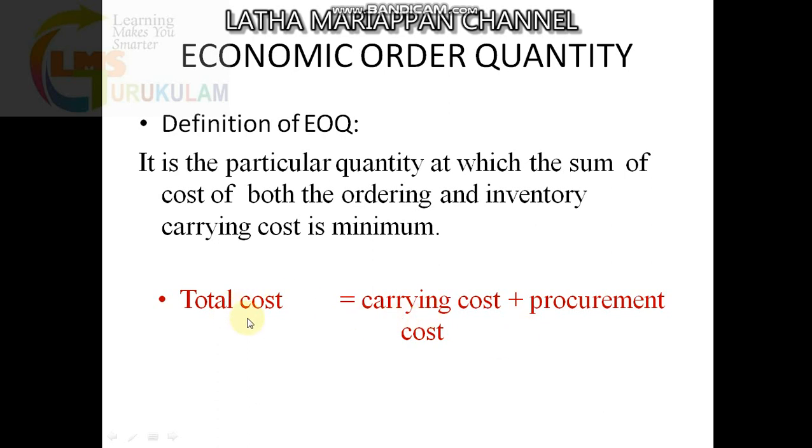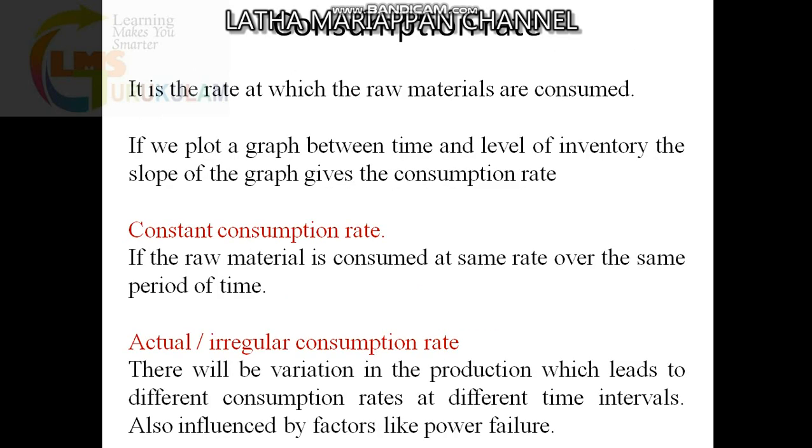So we will see some terminology which we are going to use in the economic order quantity topic. Consumption rate means the rate at which the raw material is consumed. If you put it in a graph of time and level of inventory, the slope is called consumption rate.